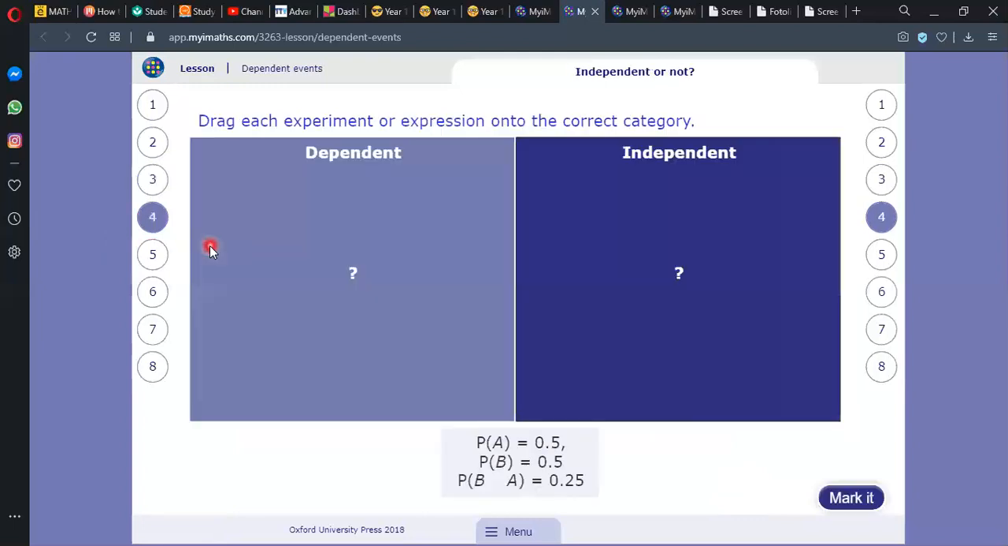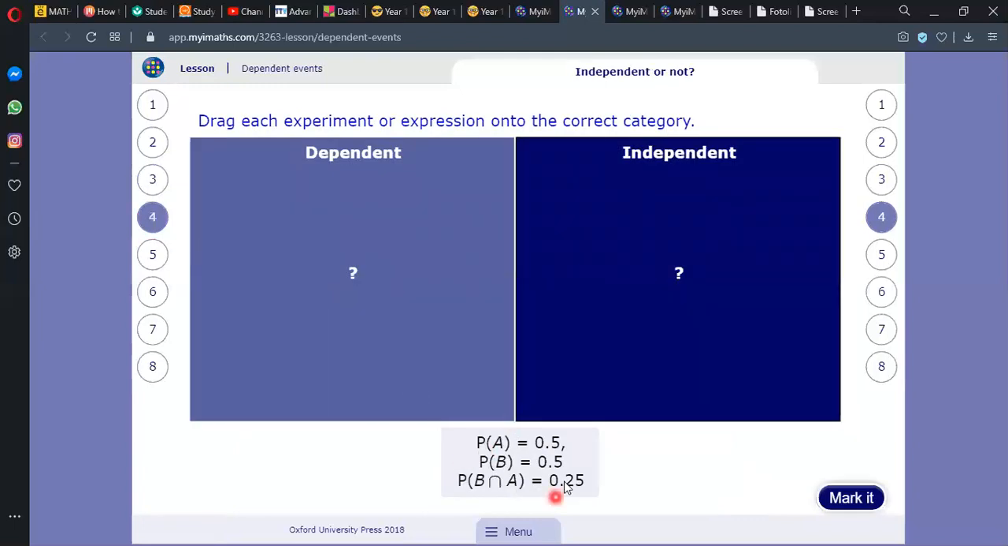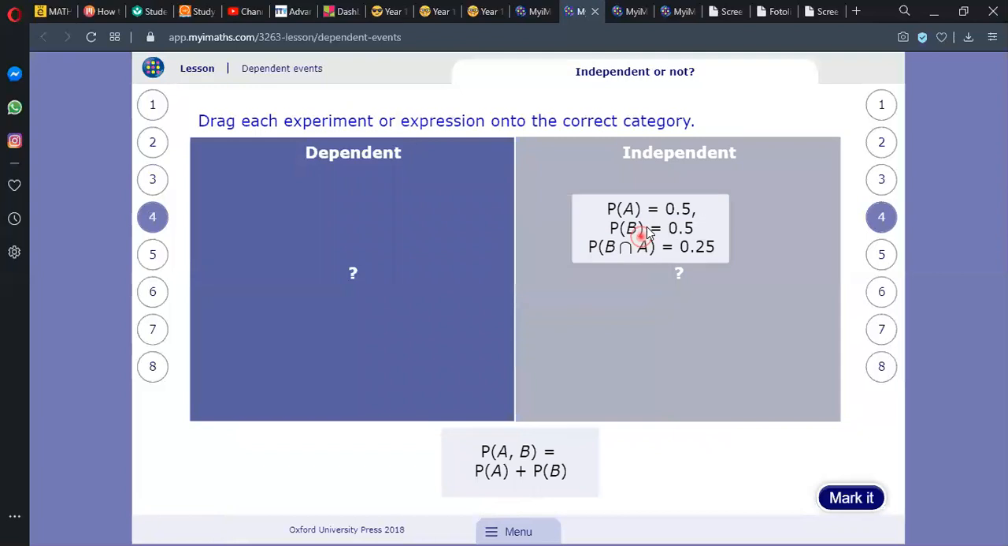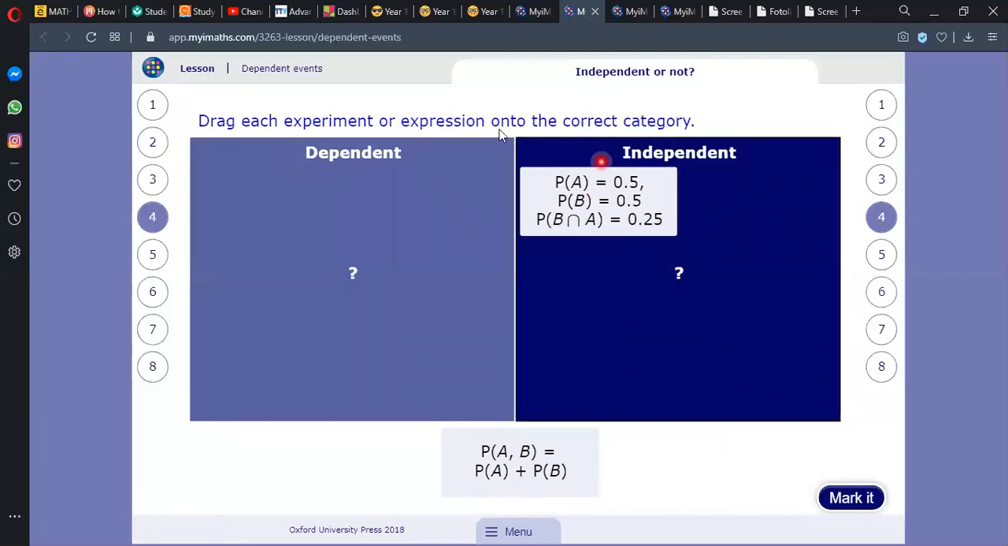Moving on, guys. We can then try to do this class activity on our own. Try to drag this into whether it is dependent or independent. You can see the probability of A, probability of B is 0.5, probability of B intersection A is 0.25. Intersection means that you're talking about the outcomes that we are talking about. It could also mean "and". When it comes to independent events, we can choose to drag it in here like that and drop it, and then we'll move.